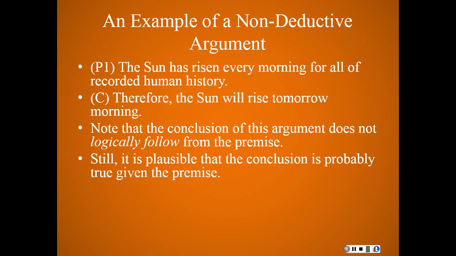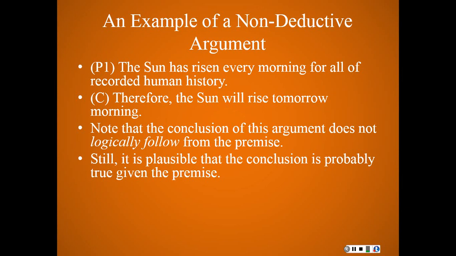Still, it's plausible at least that the conclusion is probably true given the premise. It's plausible that the premise offers us a good reason to believe that the conclusion is true, that it makes the conclusion probable. So even though this argument would fail as a deductive argument, because the conclusion doesn't logically follow from the premise, this argument's still a pretty decent argument. It's an example of a good non-deductive argument.